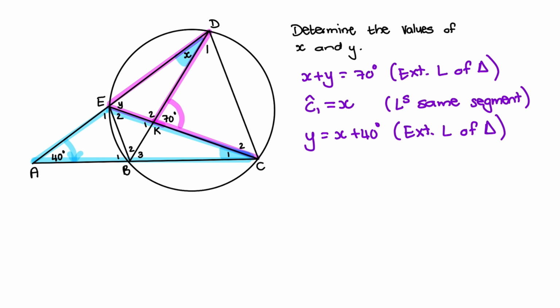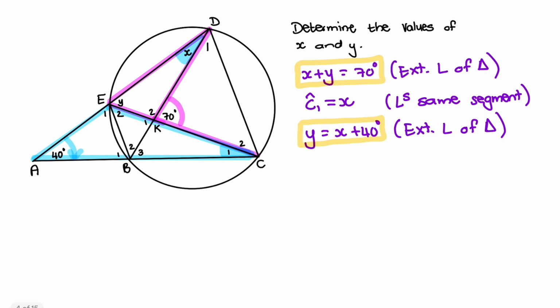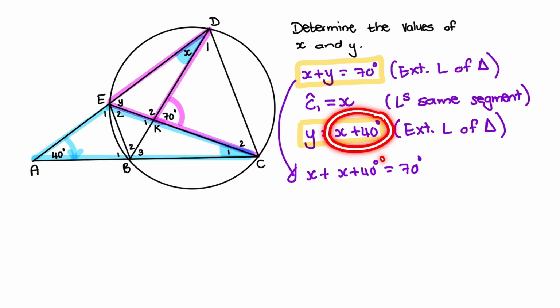Now we have two partial solutions. We have x plus y is equal to 70 degrees, and that y is equal to x plus 40 degrees. Now if you've learned simultaneous equations, you know you can take the first equation and rewrite it as x plus x plus 40 degrees is equal to 70 degrees. So what I'm doing is I'm replacing this y with the y that's equal to x plus 40 degrees.